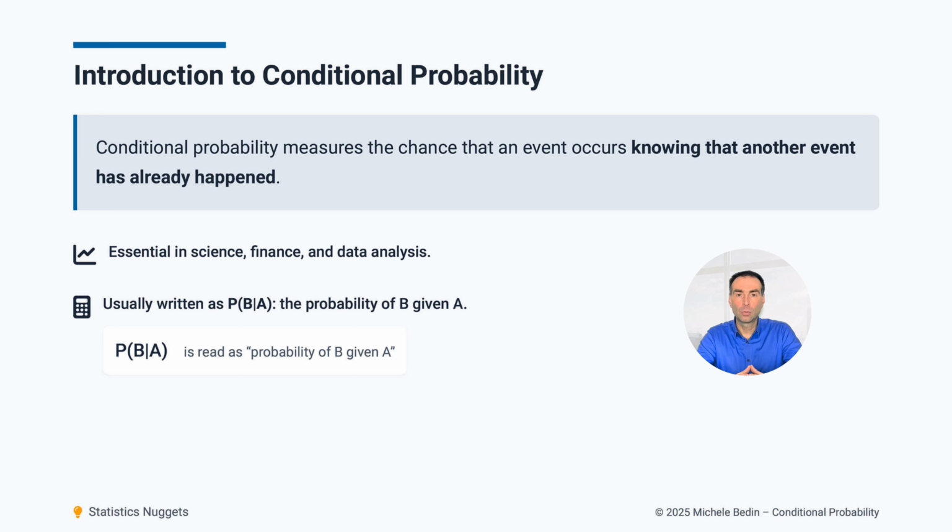What is conditional probability? It's the probability that event B occurs, knowing that event A has already happened. Think of dominoes. If the first one falls, it increases the likelihood that the next one will drop as well. Conditional probability helps us update our expectations when we already know something has occurred. It's widely used in science, business, finance, and marketing.